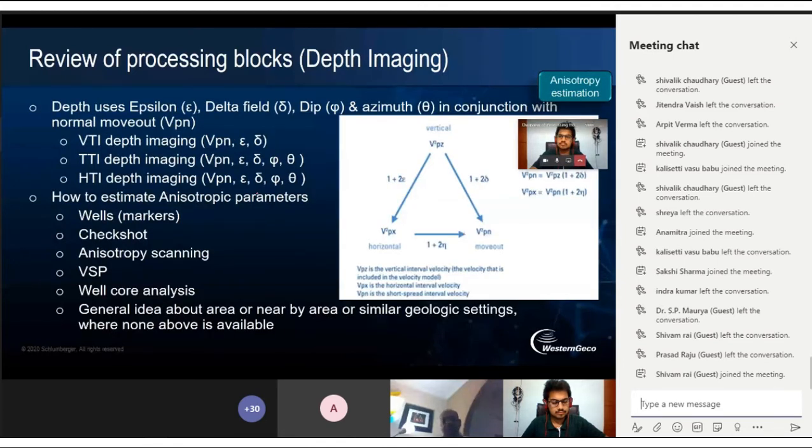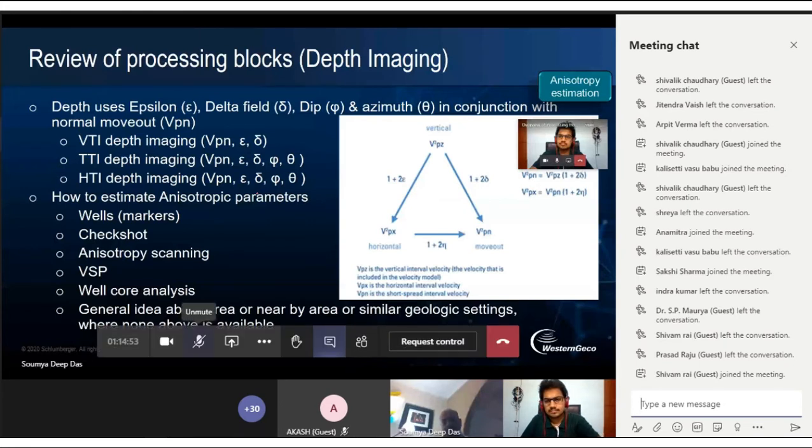So VTI uses the VPN, epsilon, and delta. The TTI uses VPN, epsilon, delta, azimuth, and dip, which is obvious, right? You need to give the azimuth and dip for your epsilon and delta to find the direction. And HTI also uses the same information. And this is critical to give. And most important is this diagram.